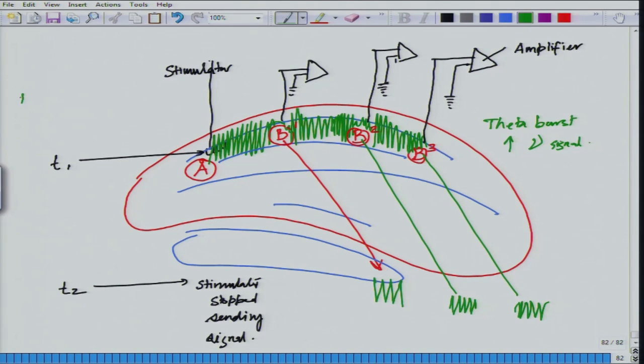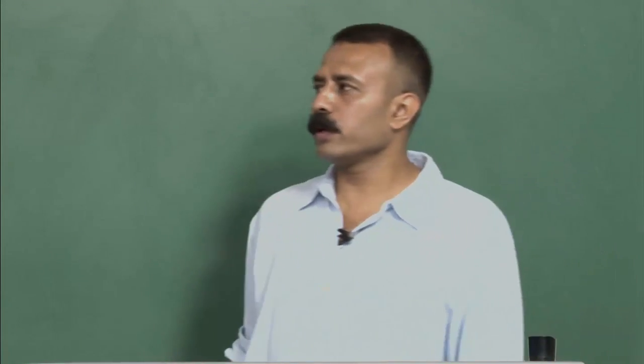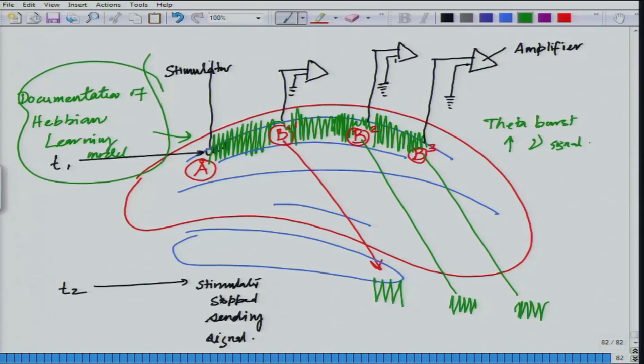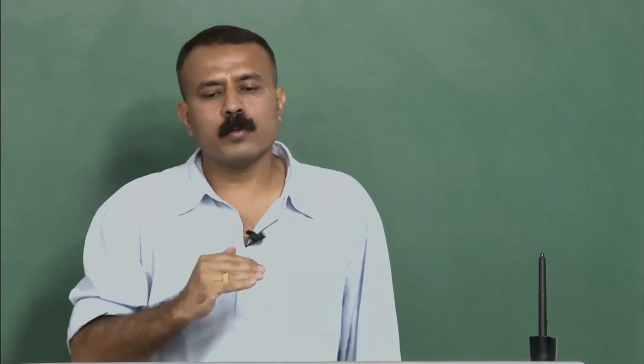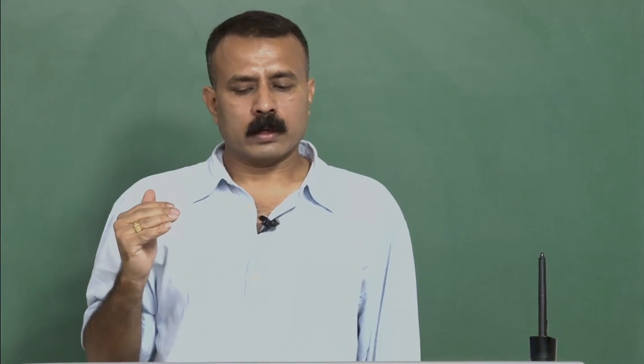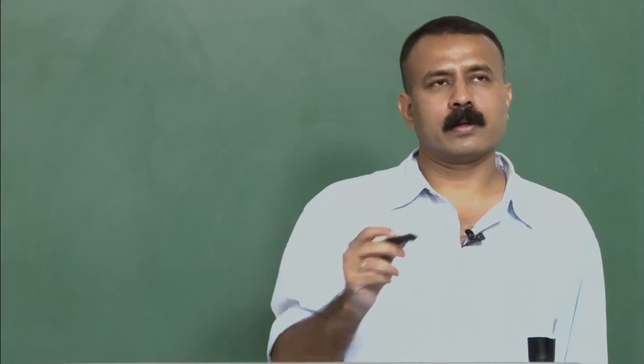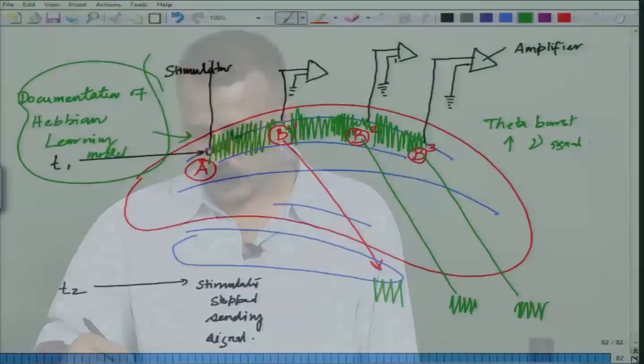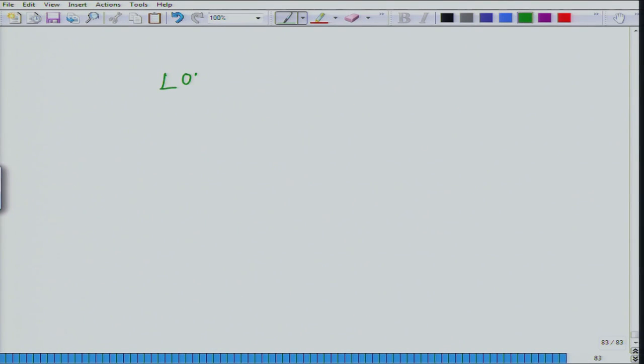So, the first documentation of the Hebbian learning model. It was this experiment which helped us to develop the whole field to another level, and they termed this process, the first memory model in a biological system, long term potentiation. What exactly does that mean, and what exactly happens here?